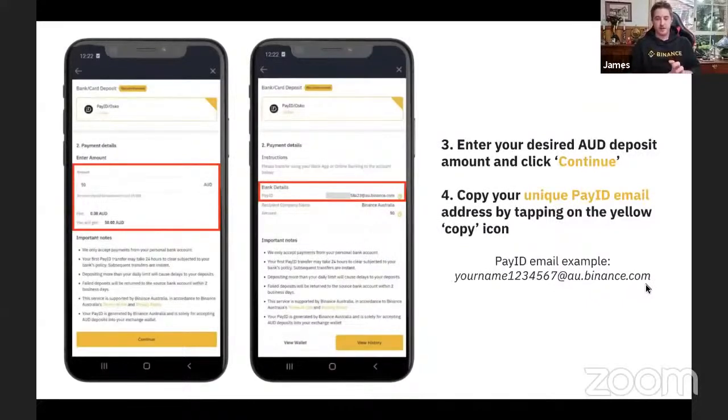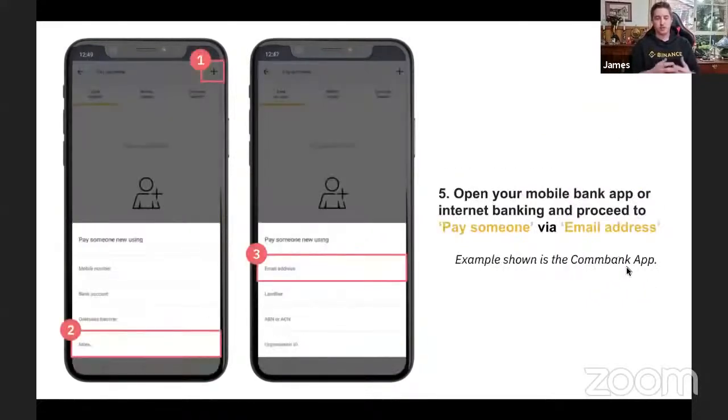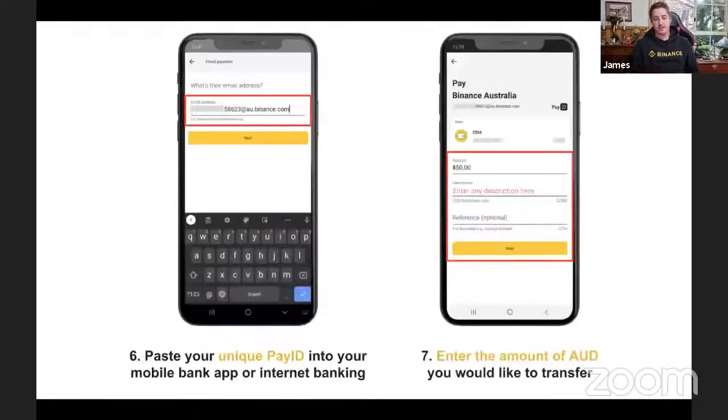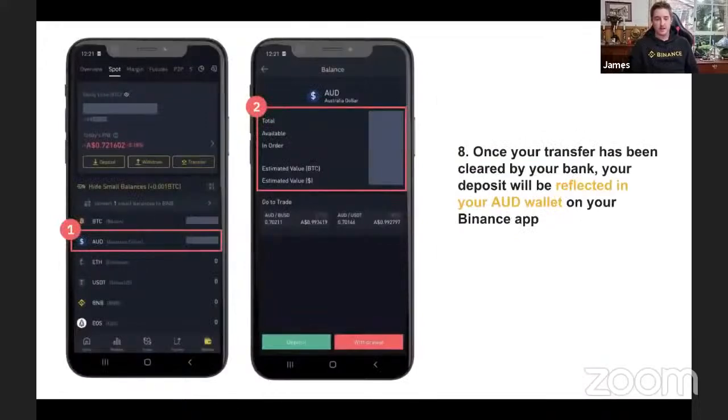So you're getting this information and then bringing it across to, say, your CBA or ANZ app or something like this. And so you're going to hit pay someone and always make sure to do it via email address. A lot of users would do organization ID or something along these lines. We want to select email address. And that's where you're going to paste in your unique PayID. Hit next, put in the amount, enter any description, and hit next, and send that one. And so once that transfer has been cleared by your bank, your deposit will be reflected in your AUD wallet on your Binance app.